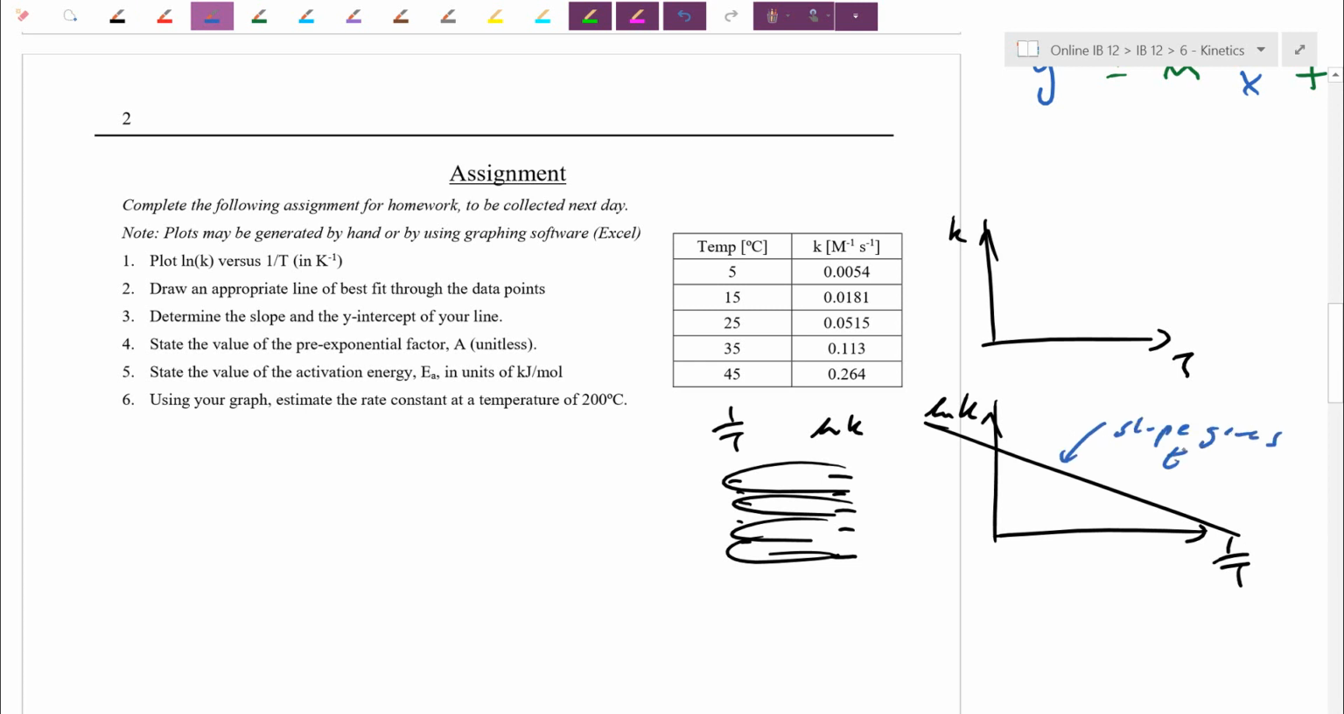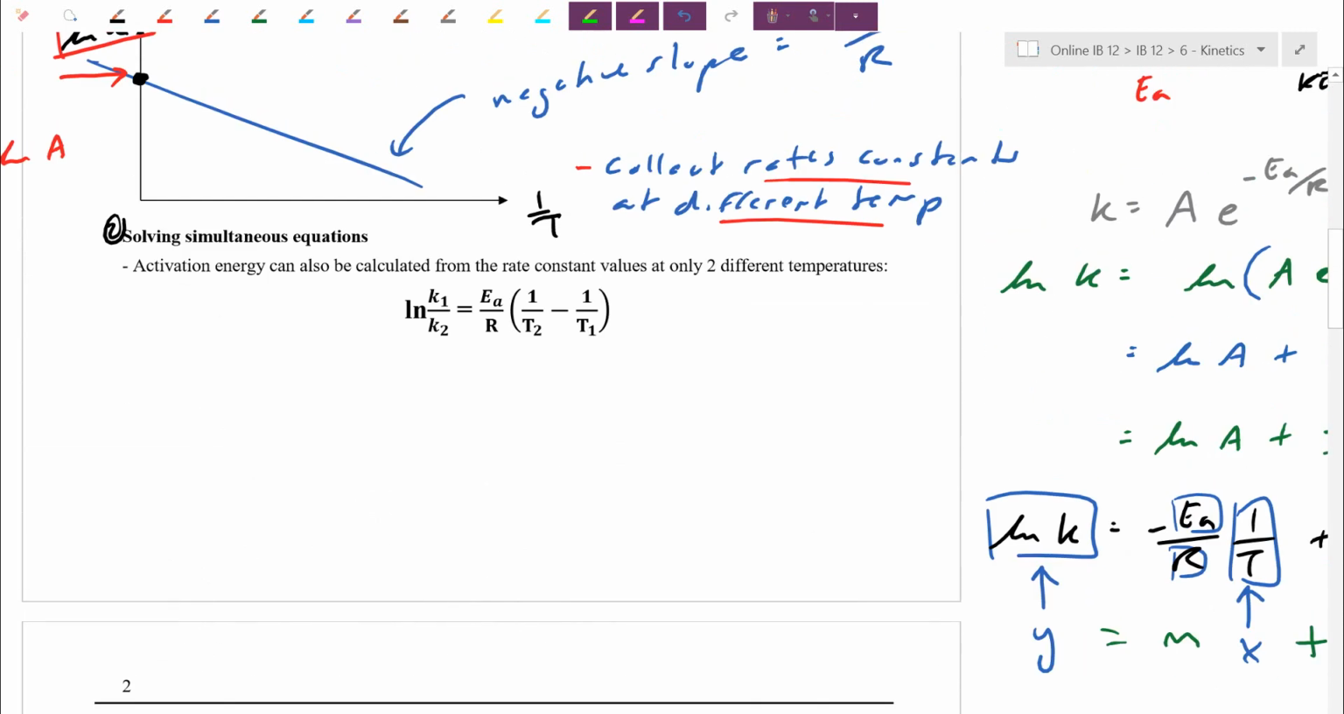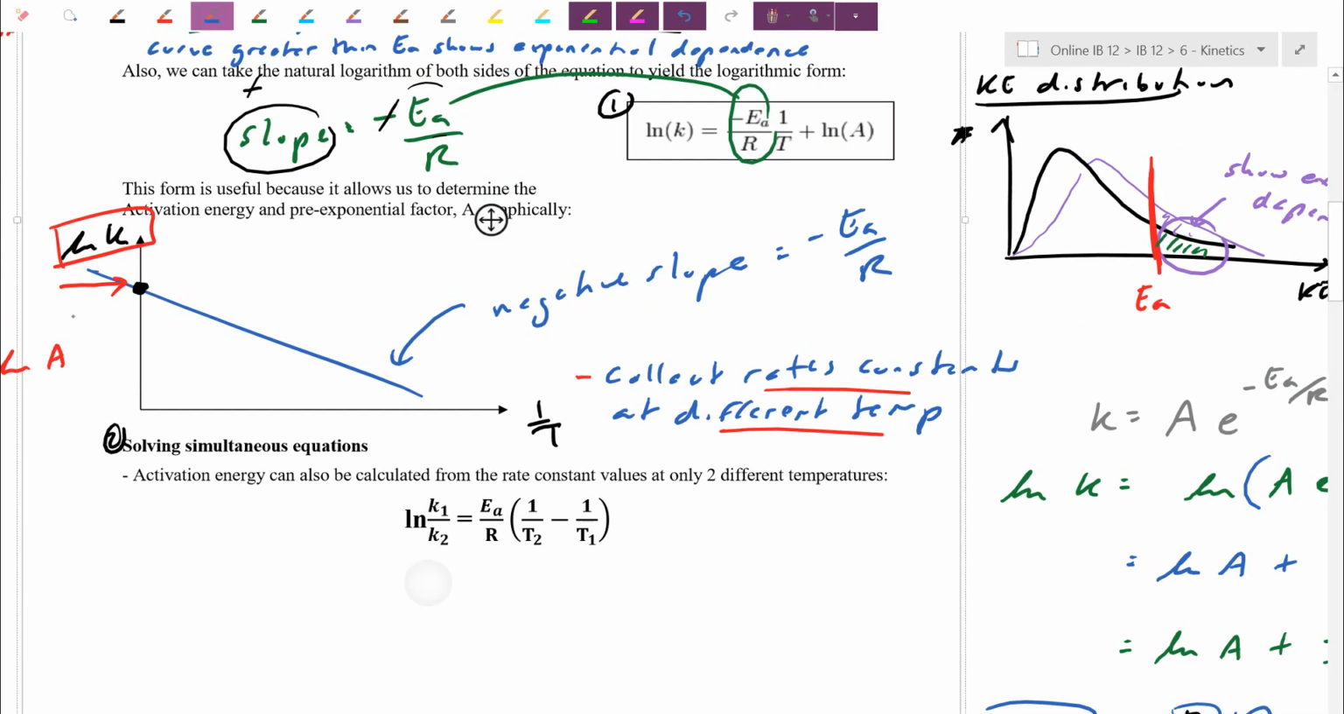gives you some information about EA. Obviously, you need to multiply by 8.31 to get there. And the y-intercept gives some information about A, although that's still ln of A, so you still need to go e to the power of that to find the A. But that's how you actually find it, based on the Arrhenius equation here: the slope gives you negative EA over R, and the y-intercept gives you something about A. That's a sort of nice thorough way of doing it.